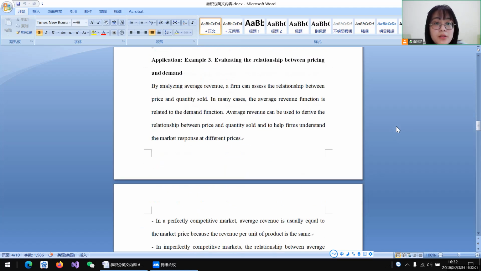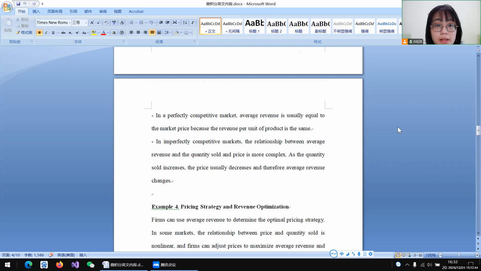We can show an application and also the third example, evaluating the relationship between pricing and demand. By analyzing average revenue, a firm can assess the relationship between price and the quantity sold. In many cases, the average revenue function is related to the demand function. Average revenue can be used to derive the relationship between price and quantity sold, and to help firms understand the market response at different prices.